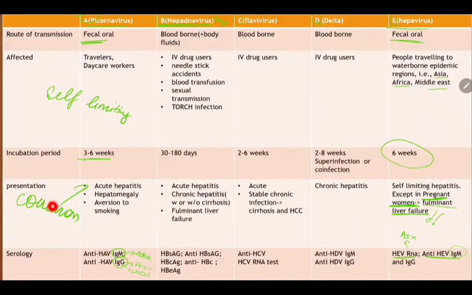All right. Moving on to HBV virus, which is blood-borne. It's a DNA virus. It can most commonly be seen in IV drug users, any blood transfusion or needle stick accidents. It's also a TORCH infection. A TORCH infection happens in women who are pregnant, so infections that are there in pregnant women and can pass down to the baby.